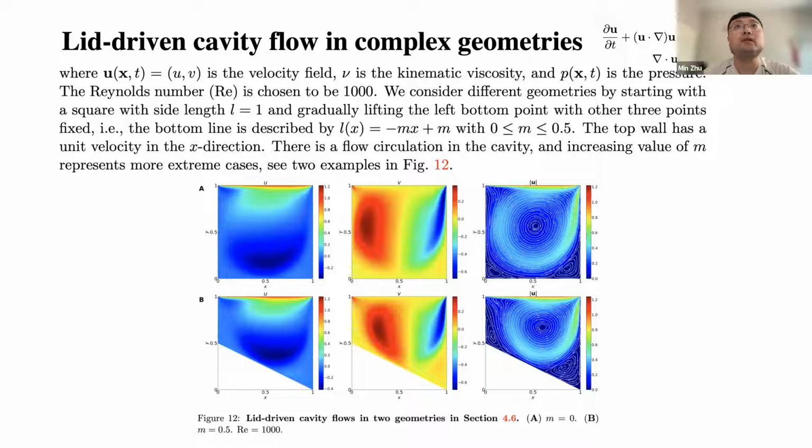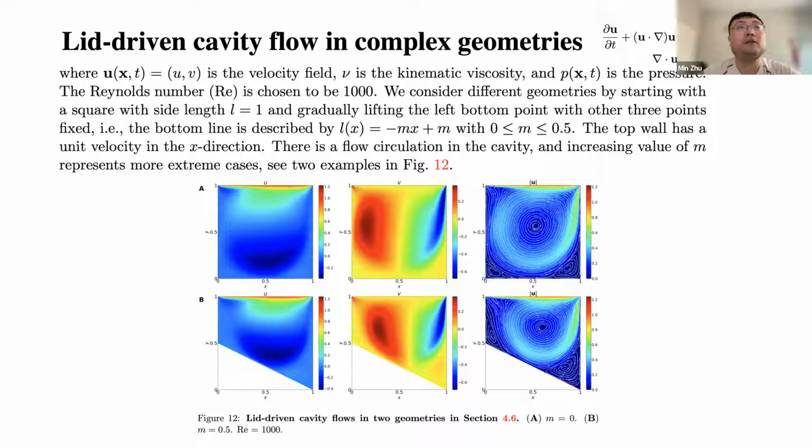We consider different geometries by starting with a square with side length equal to 1 and gradually moving the left bottom point, with the other 3 points fixed. That is, the bottom line is described by Lx equal to minus mx plus m, where m is from 0 to 0.5. The top wall has a unit velocity in the x direction.